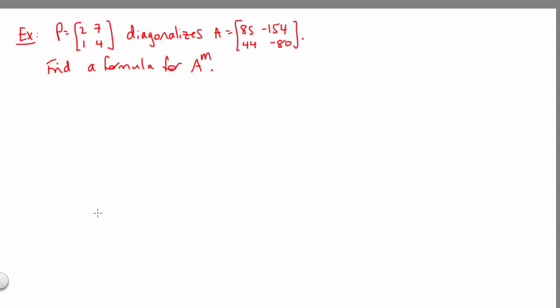In this video, we'll discuss powers of a matrix and how it relates to diagonalization. In this problem, we're given the matrix P and we're told that it diagonalizes the matrix A. We need to find a formula for the mth power of A.